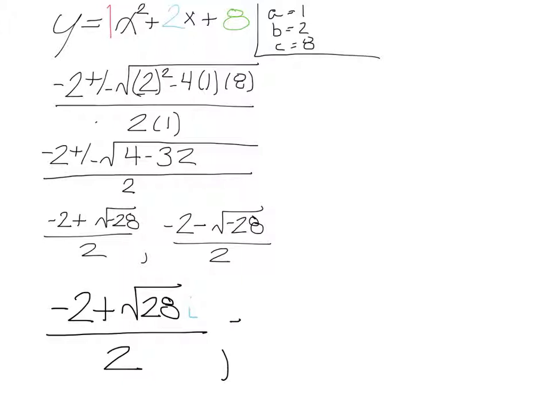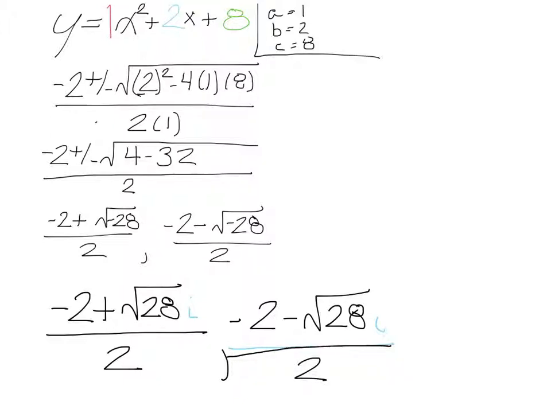I'm going to do the same thing with my next example, so negative 2 minus square root of positive 28, i, all over 2. Okay? So the idea when we get imaginary solutions like this is that we don't have real roots. So we don't get roots that are real numbers. We get roots that are imaginary numbers.